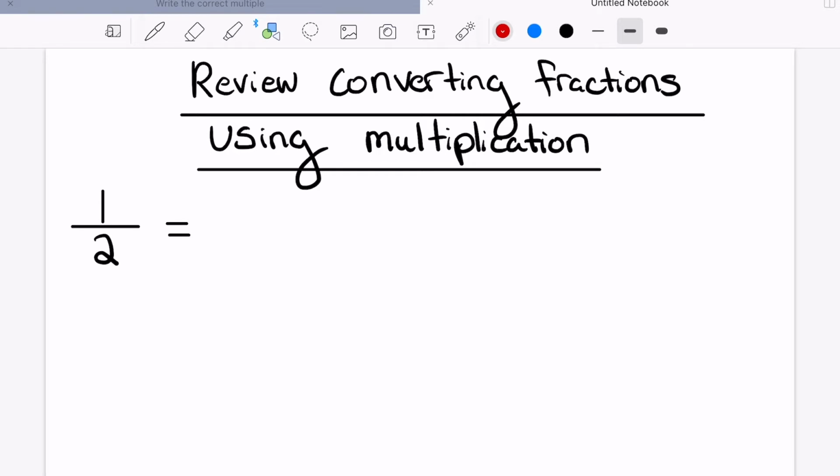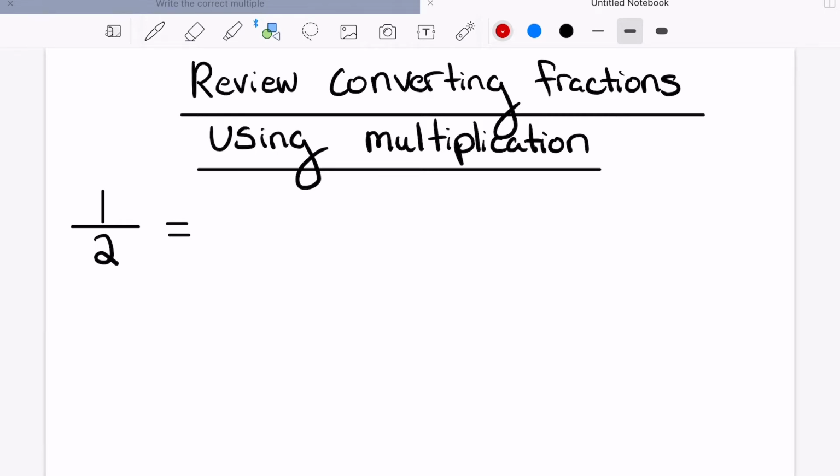So this week we're going to be studying at home again, and we will continue to work with fractions this week, and we will learn how to convert fractions and compare fractions this week. But first, let's review what did we learn about fractions last week, and how do we convert fractions using multiplication.